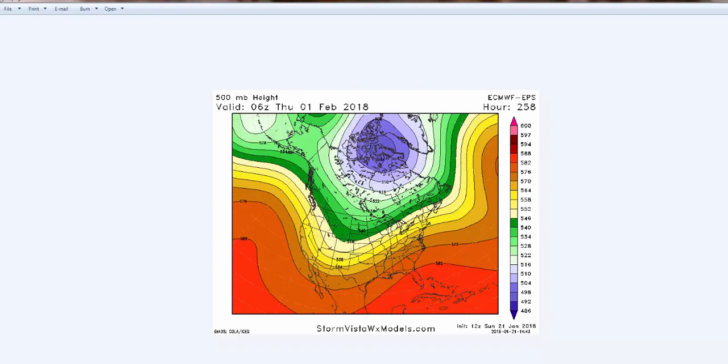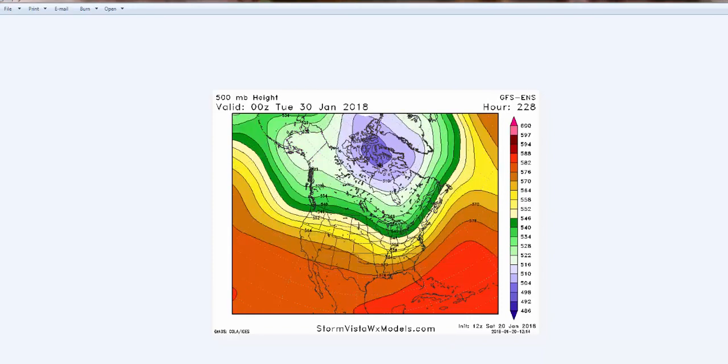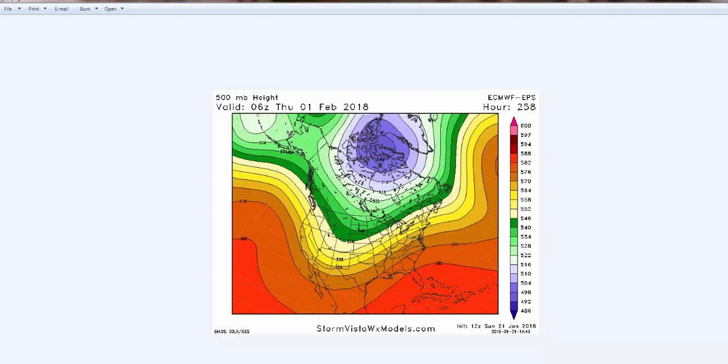Now, things begin to change a little bit as we move towards February. So we see the ridge trying to form here in the eastern Pacific. Remember, we had a trough in the eastern Pacific. Now we have a ridge. So let's go back and take a look at it one second. Okay, there's our trough in the eastern Pacific. Now look at February 1st. Now it's beginning to change.